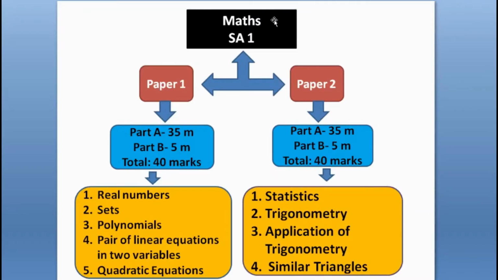Hi everyone. Maths SA1 in class 10 is divided into two papers, paper 1 and paper 2. Paper 1 contains 40 marks and paper 2 also 40 marks. So part A is 35 and part B will be 5 marks.